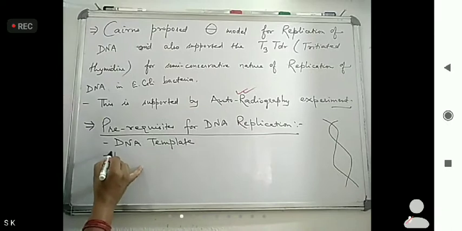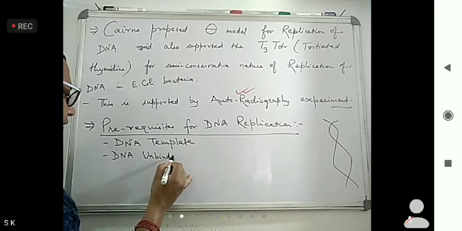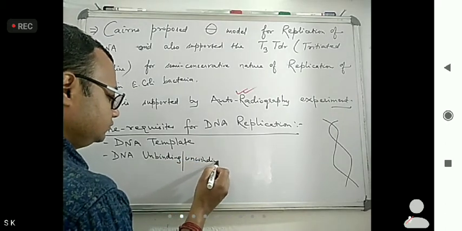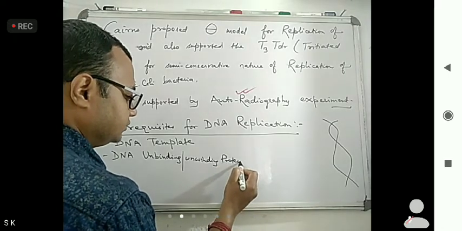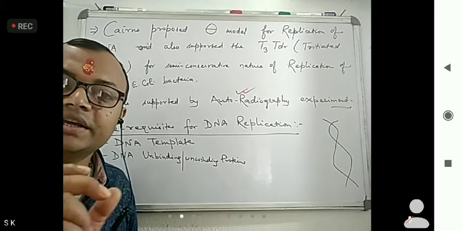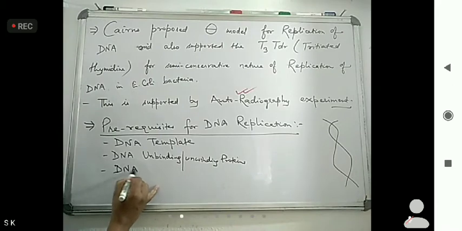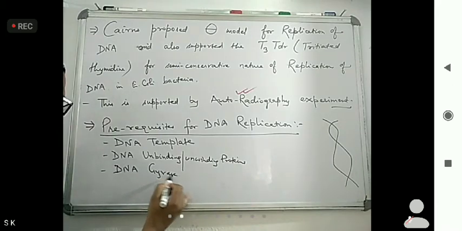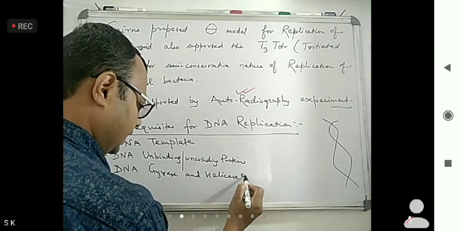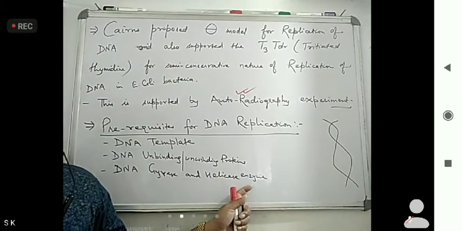So the second thing is DNA unbinding or unwinding proteins. Okay, DNA unwinding protein. Another thing is DNA gyrase and helicase enzyme. Where that will be used, we will see. So DNA gyrase and helicase enzymes.